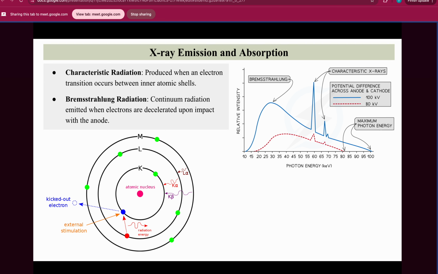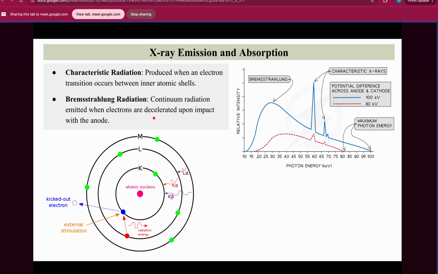So now we'll talk about X-ray emission and its absorption, because we want to understand what we are getting. X-rays have characteristic radiation, which is produced when an electron transition occurs between the inner atomic shells. And then comes Bremsstrahlung radiation. This is a continuum radiation which is emitted when electrons are decelerated upon impact with the anode.